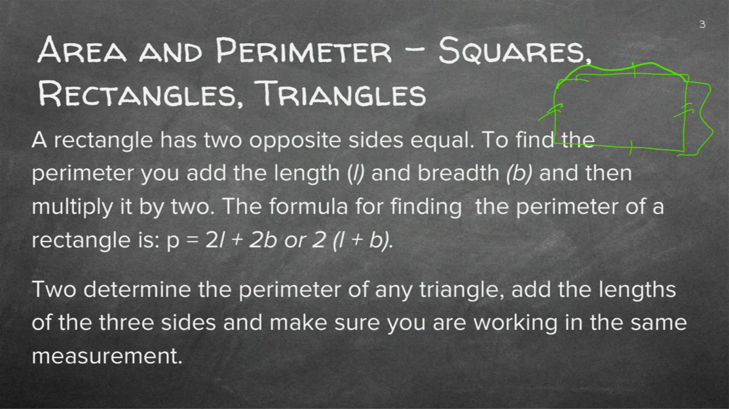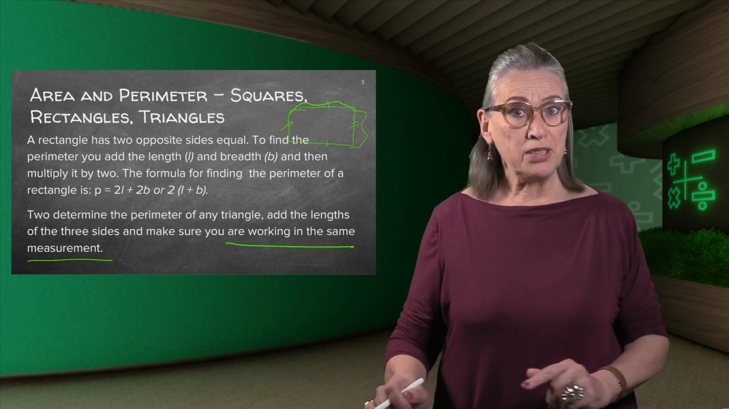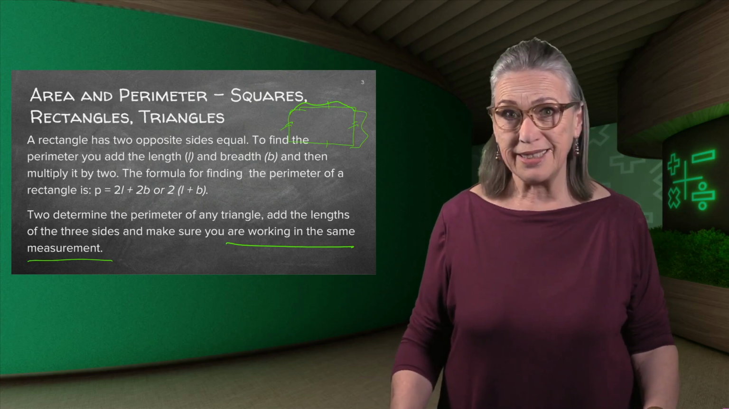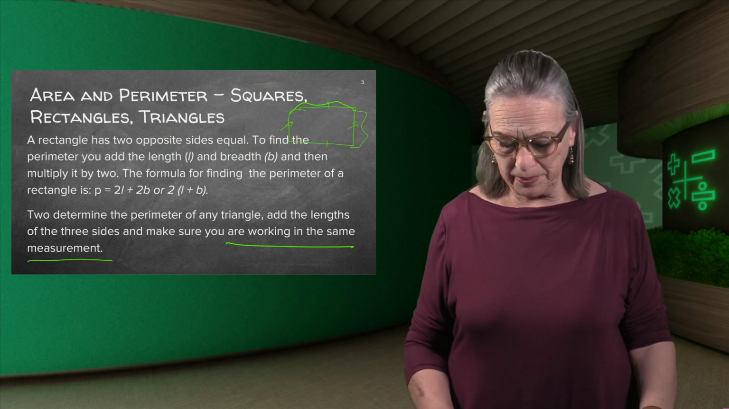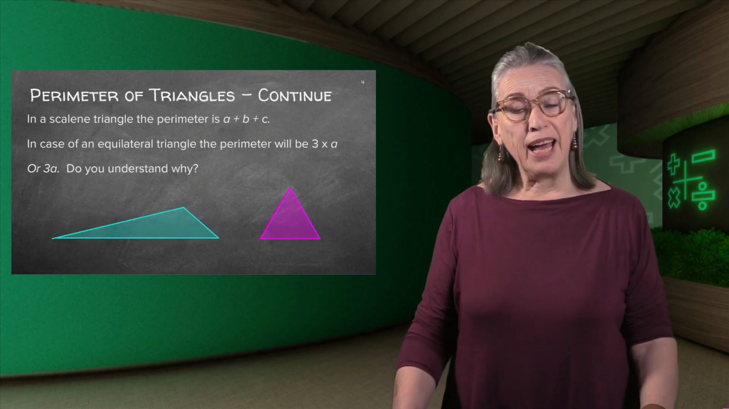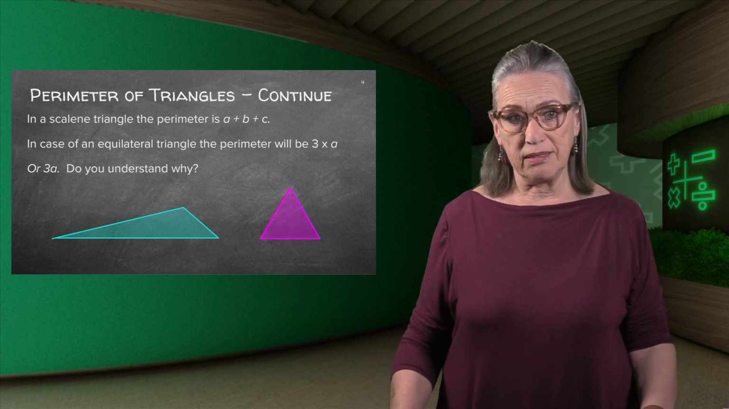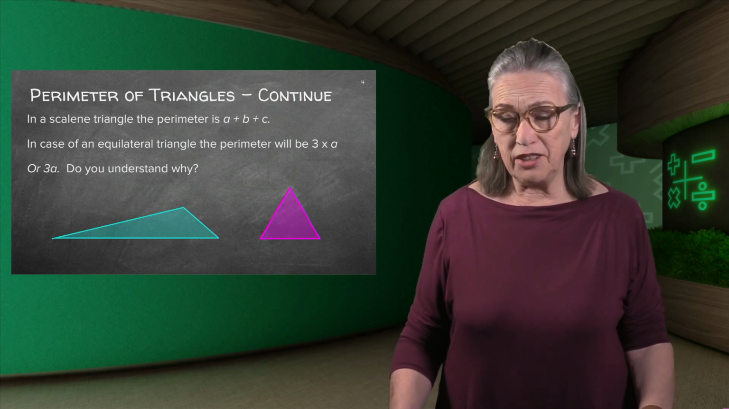Now a triangle. If we want to determine the perimeter of a triangle, we just add the lengths of the 3 sides and make sure that we are working in the same measurement. And this is so important. This will apply to everything. Always make sure, and that is how your teacher is going to catch you out, right? She's going to change the measurement of the sides and see if you notice that. So please be aware.